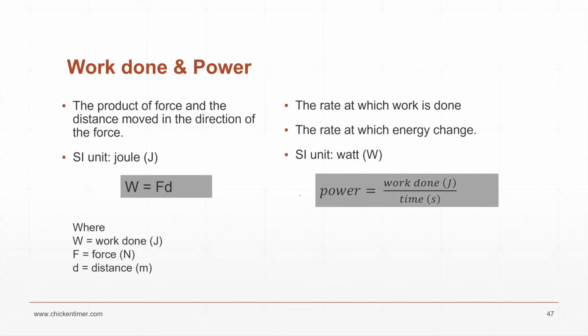Then you have work done and power. Work done is force times distance, and is in joules. Power is the rate at which work is done, or the rate of change of work done, or the rate of change of energy. So the SI unit is watts, and the formula is over there: work done divided by time.